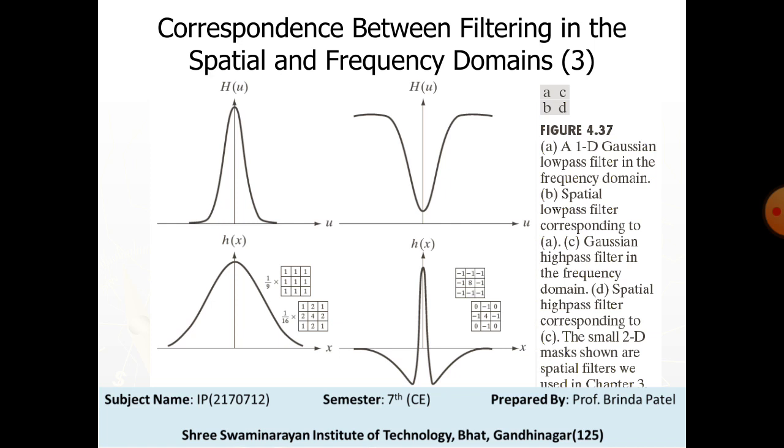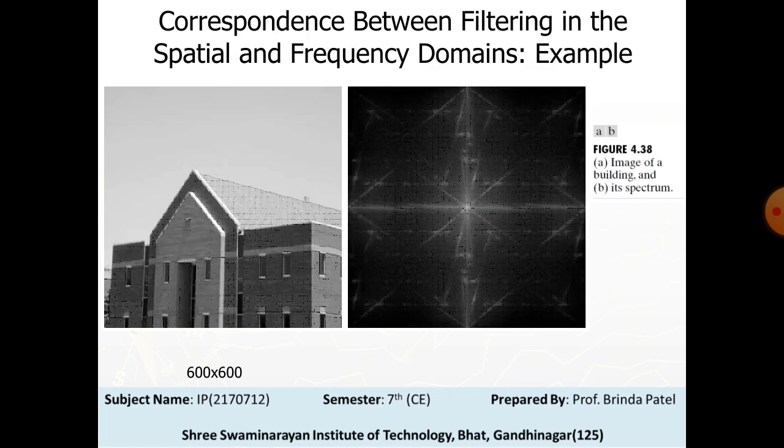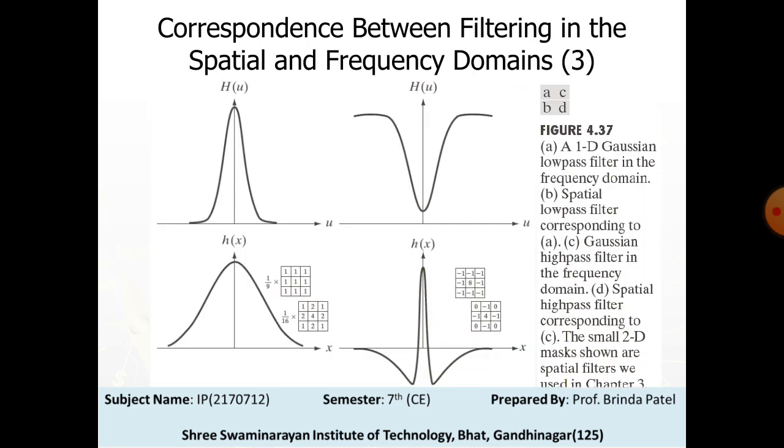Here figures C and D show the plots of these two equations. We note again the reciprocity in width, but the most important feature here is that H(x) has a positive center term with negative terms on either side. The small mask shown in figure D captures this property.